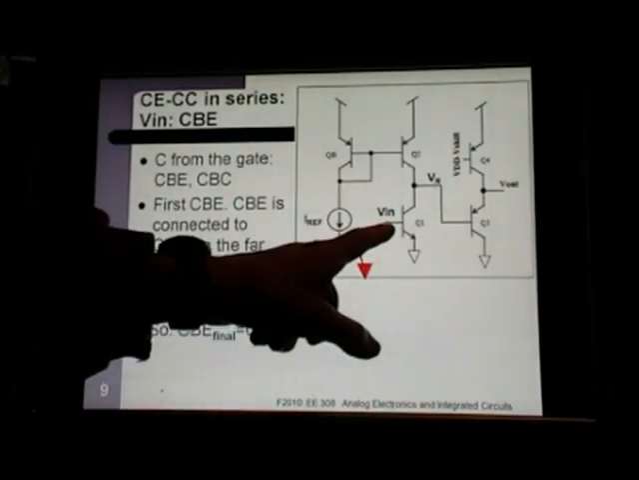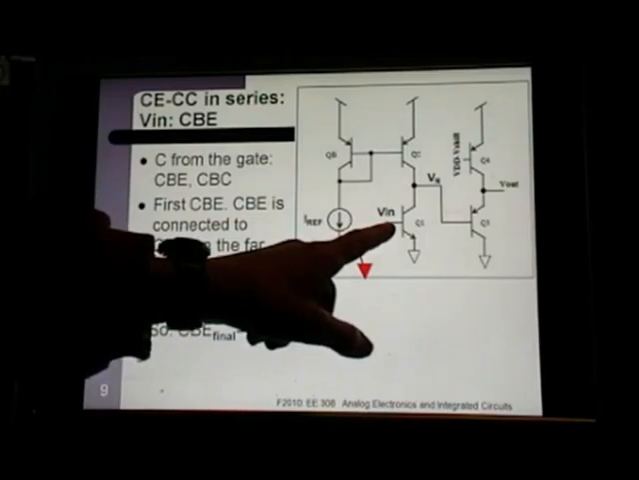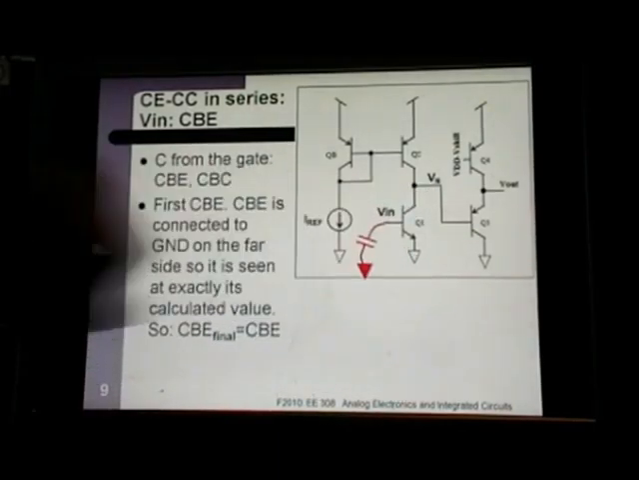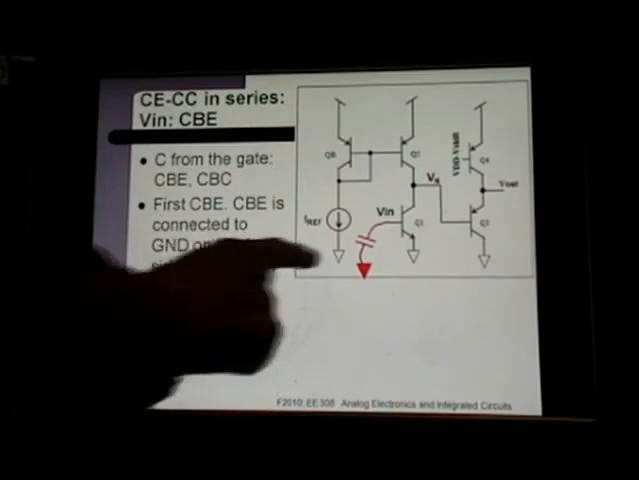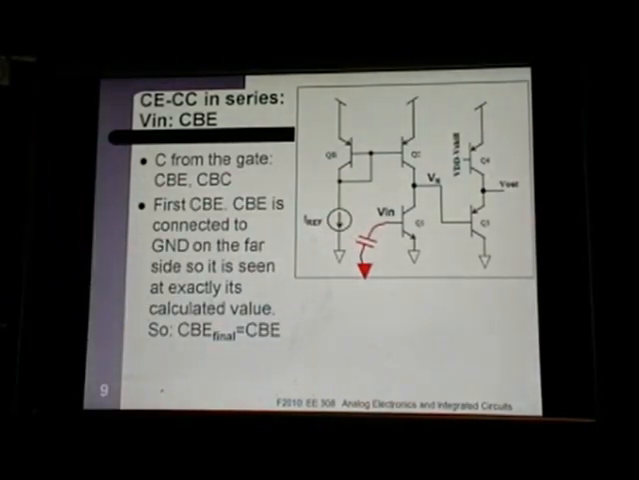We have 2 capacitances from the base right here. We have one to the emitter and one to the collector. The capacitance that goes from the base to the emitter, you can see that the emitter is grounded here. So in that case, if you're sitting on the input and you look at that capacitor, the far side is connected to ground, and the capacitance you see is exactly the capacitance that you've calculated for this capacitor. So if the far side of the capacitor is connected to ground, you just use exactly the value that you've calculated for that capacitor.